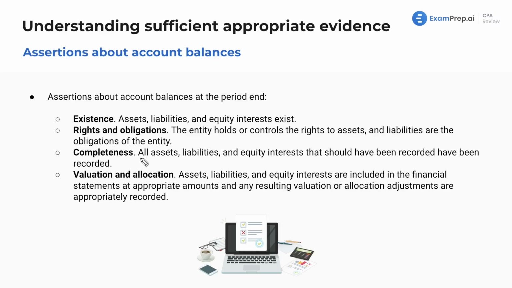Completeness: all assets, liabilities, and equity interests that should have been recorded have actually been recorded. Valuation and allocation: assets, liabilities, and equity interests are included in the financial statements at appropriate amounts, and any resulting valuation or allocation adjustments are appropriately recorded. Making sure we memorize that these have to do with the balance sheet, and these are what the auditor is going to be performing procedures in order to verify. You want to make sure that all of these are true, that there's no issues with any of these points with the financial statements.